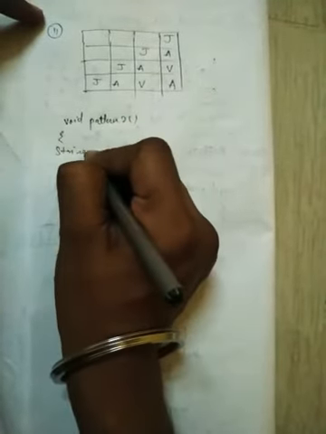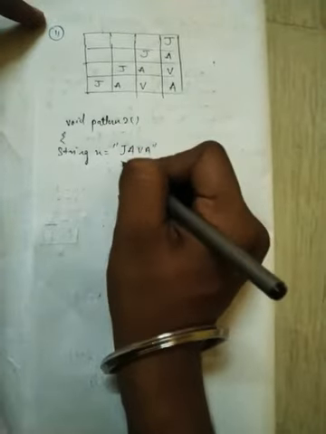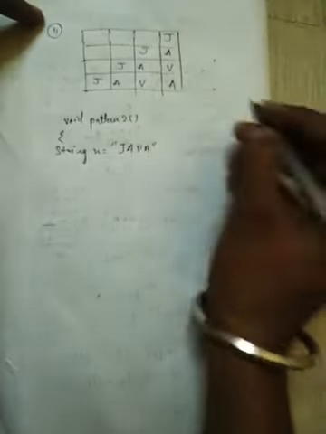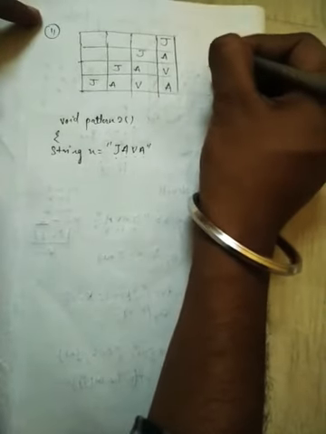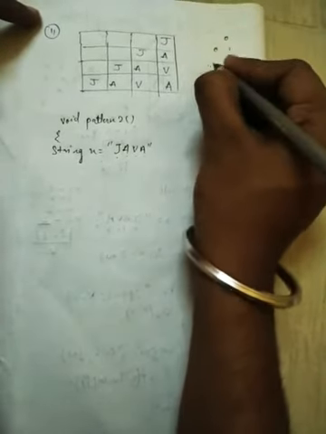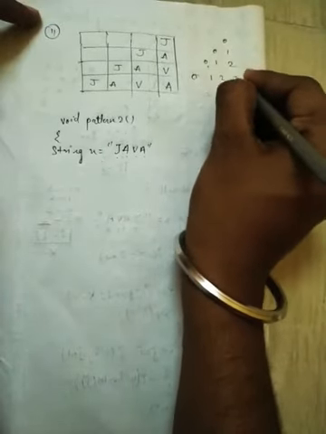String x equals Java. Here also we have the word Java. We know the index numbers 0 1 2 3. So if I arrange according to the index number, the question will change as what? 0, then 0 1, then 0 1 2, then 0 1 2 3. This is the index number.